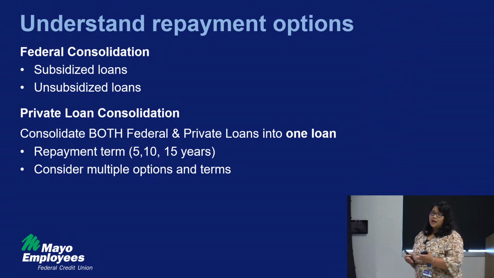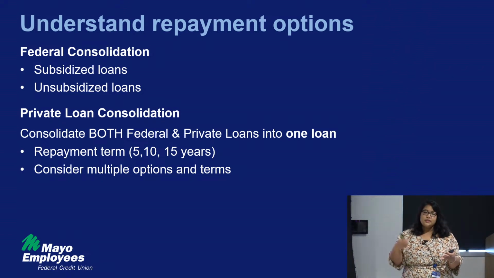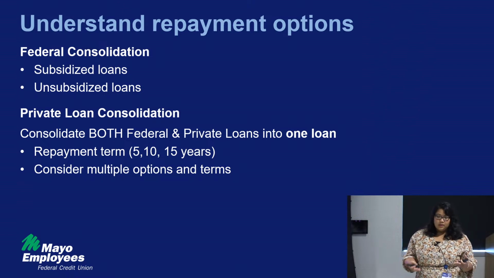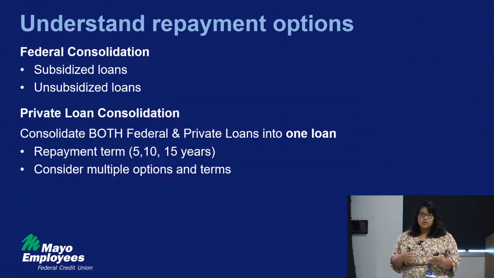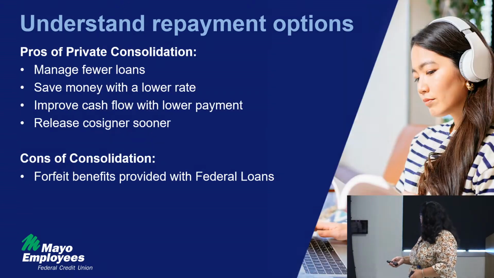You consider multiple options before you commit to these, because remember, once you consolidate the federal loans into private loans, you're losing all those federal benefits. So for example, with the student loan pause right now, or if they decide to go ahead and do the $10,000 or $20,000 student loan forgiveness, you won't be eligible for that if you have private student loans. So it's really important that you weigh out your pros and cons before you make that commitment.